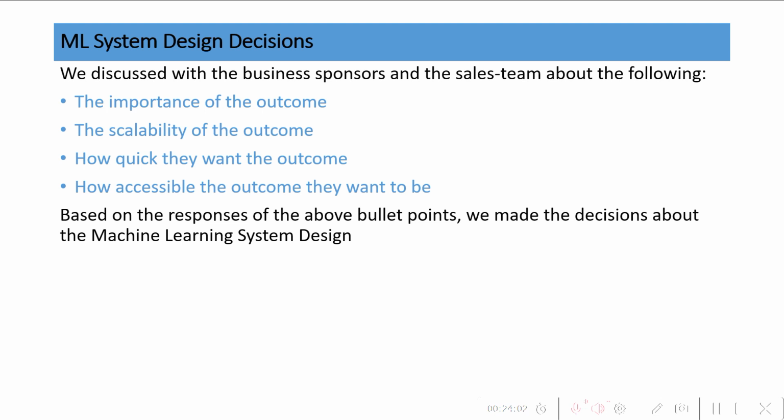Now the ML system design. We discussed with the business sponsors and the sales team the following: the importance of the outcome, the scalability of the outcome, how quickly they want the outcome, and how accessible they want the outcome to be. Based on the responses to the above bullet points, we made the decisions about the machine learning system design.